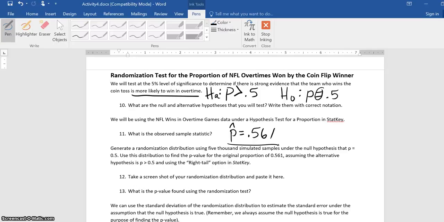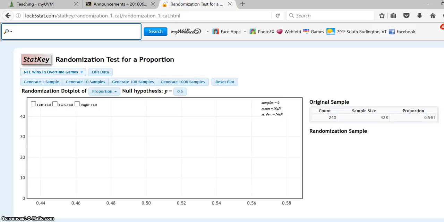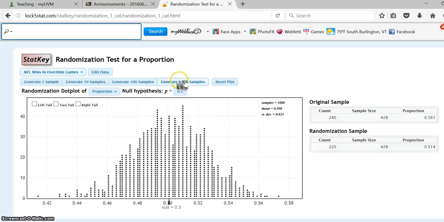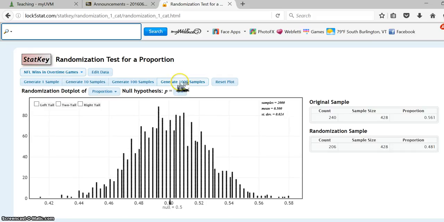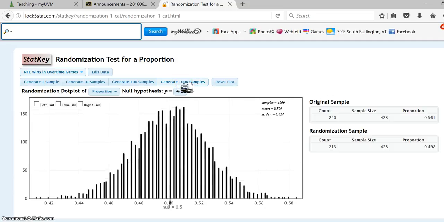So let's go to StatKey and do that. So I'm going to generate my randomization distribution, 1,000, 2,000, 3,000, 4,000, 5,000 samples with p equal 0.5 as my hypothesized value.